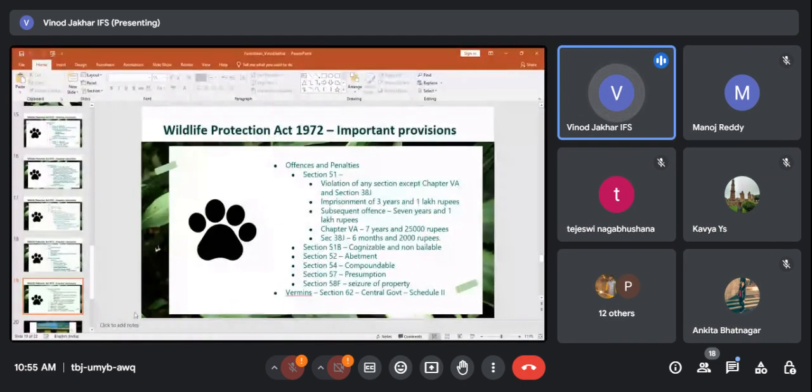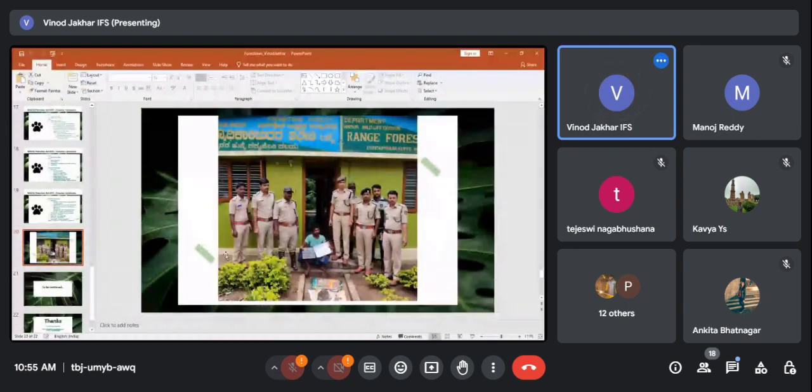So these were the important sections. This again is a photo from the range office. I can't read Kannada, so one of you could read it and understand. The English name has been cut. This was a person, a wildlife poacher, who was arrested by the department, the range officers, and the subordinate force. This you will be doing.